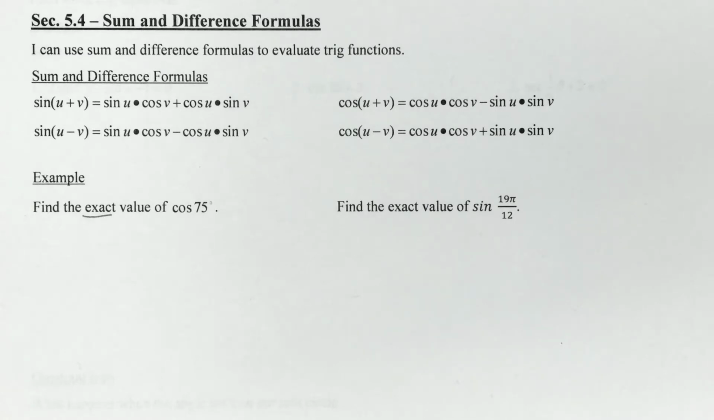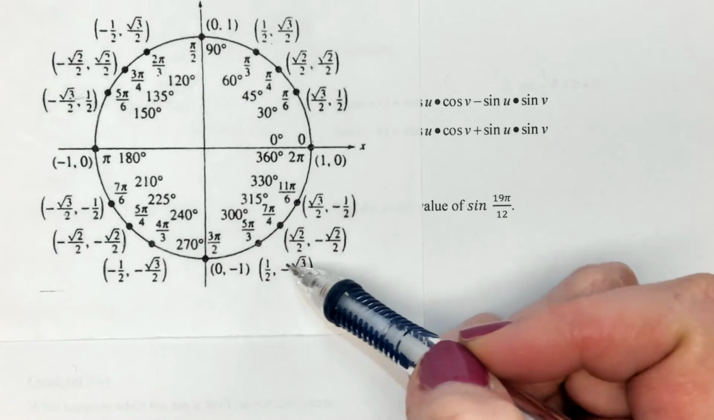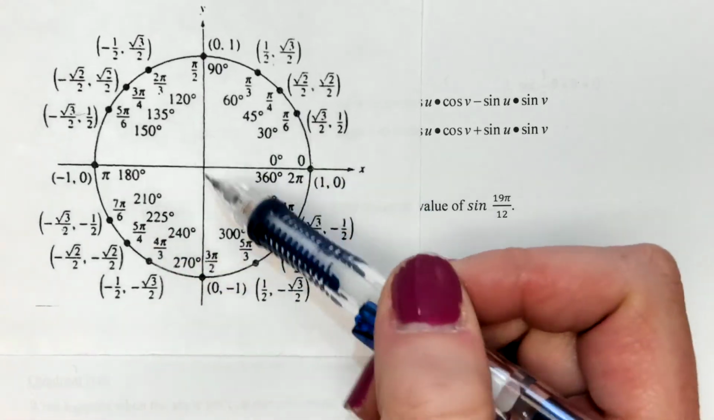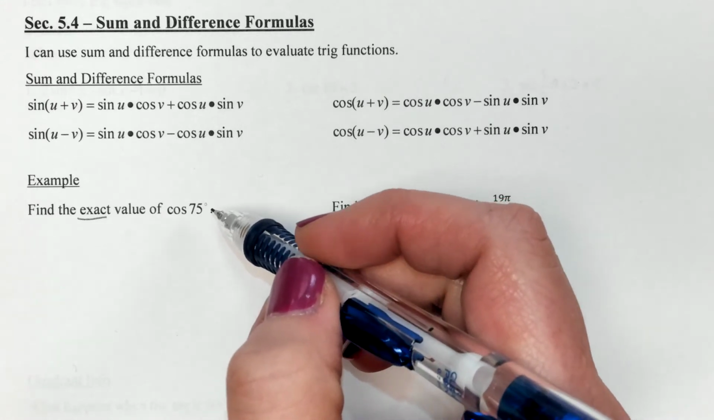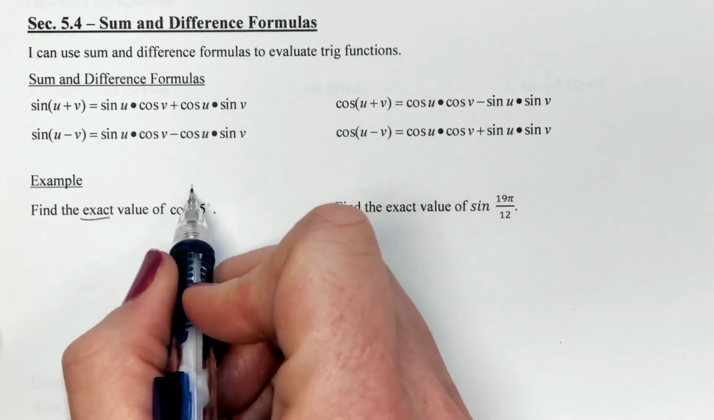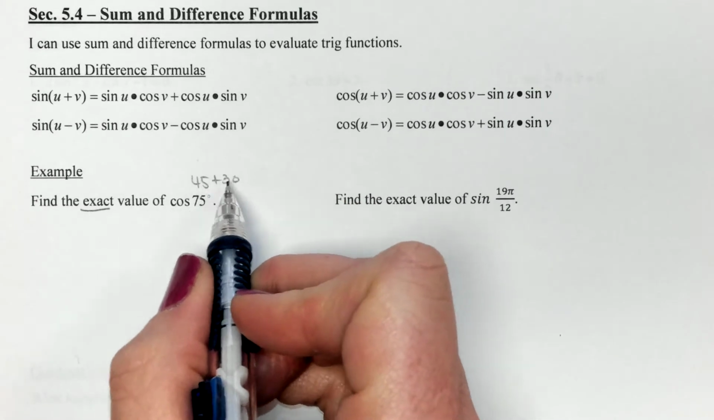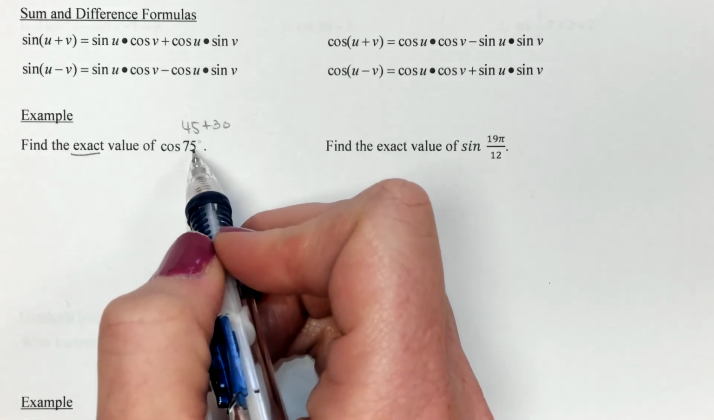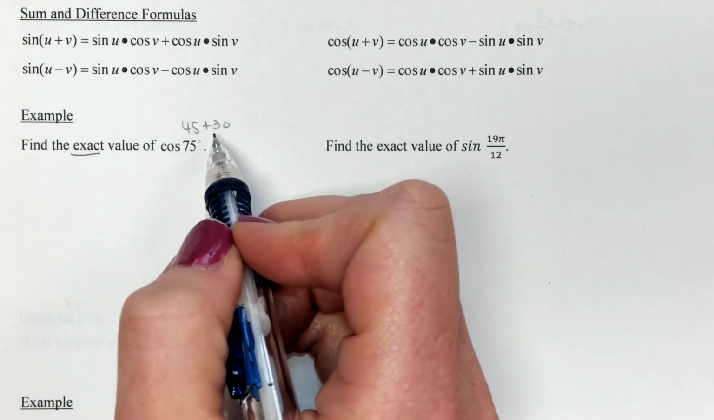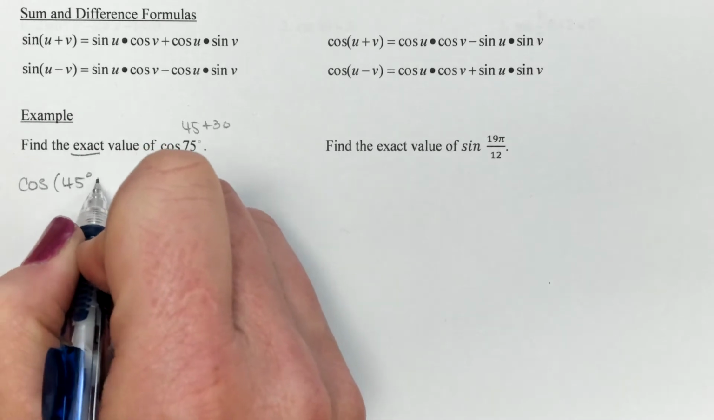So we're going to use two angles on our circle that we already know to get to 75. I already know the exact values of all of these around the circle, so why don't I use two of these that would get me to 75? The two that are the most obvious to use are 45 and 30. If I add those two together, they make 75, and I already know the exact values of these two. So I'm going to turn that 75 into cosine of 45 plus 30.